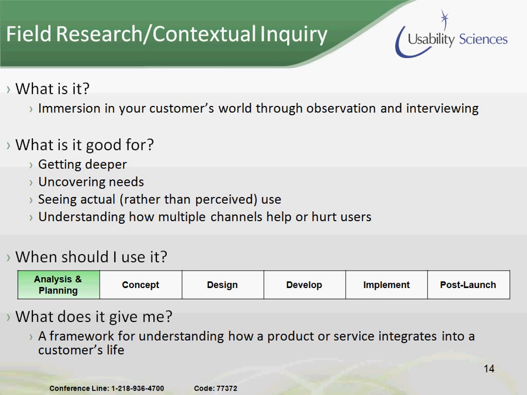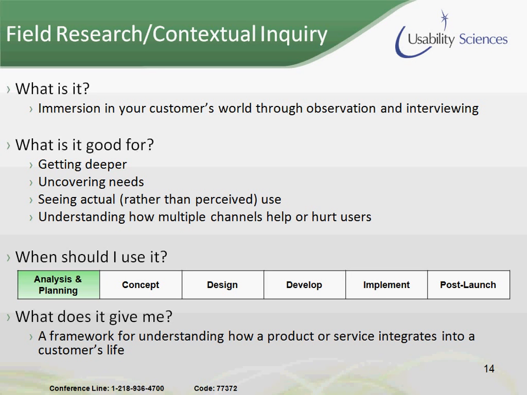So what is this good for? It's great for getting deeper, for uncovering those needs, for seeing actual rather than perceived use. We often get people in a lab setting for a usability test, and we know the computer that they're working on, or we know how they're holding it because we basically give them it to hold, or whatever it might be. But seeing customers in the real world using something is very different.